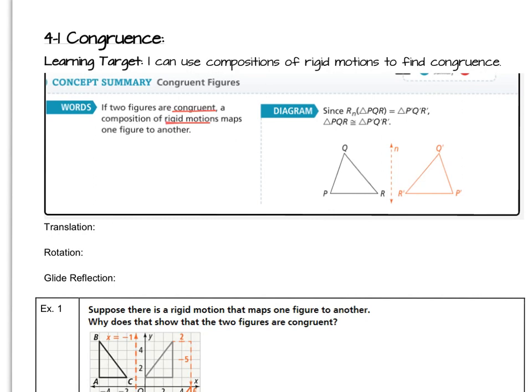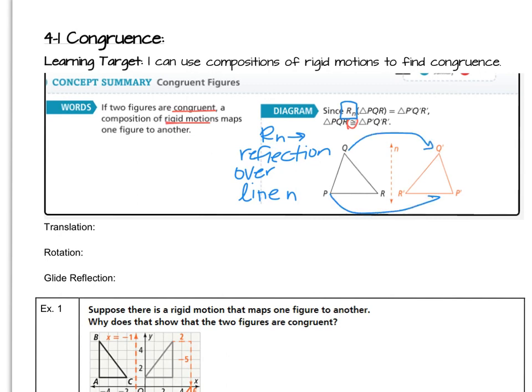Over on the right, it says since R_n of triangle PQR equals P'Q'R', then the two triangles are congruent to each other. So let's look in more detail at that type of rigid motion, R_n. R_n just means reflection over line n. Do you remember doing this in topic 3? Reflection over line n. And so P maps to P prime, Q maps to Q prime, and then R just goes to R prime. That's one of several types of rigid motions that we talked about.